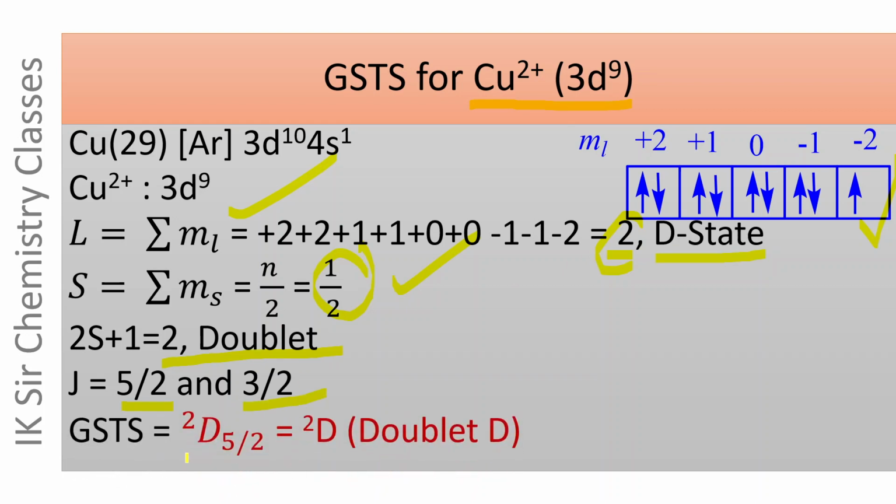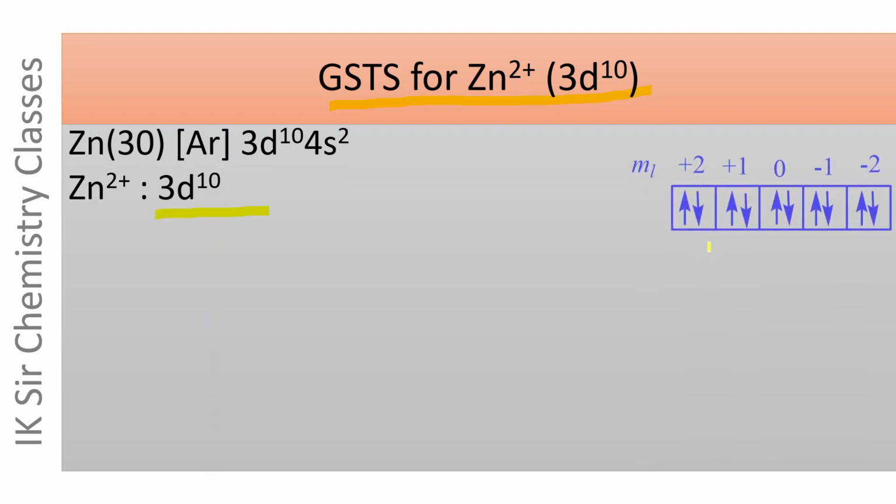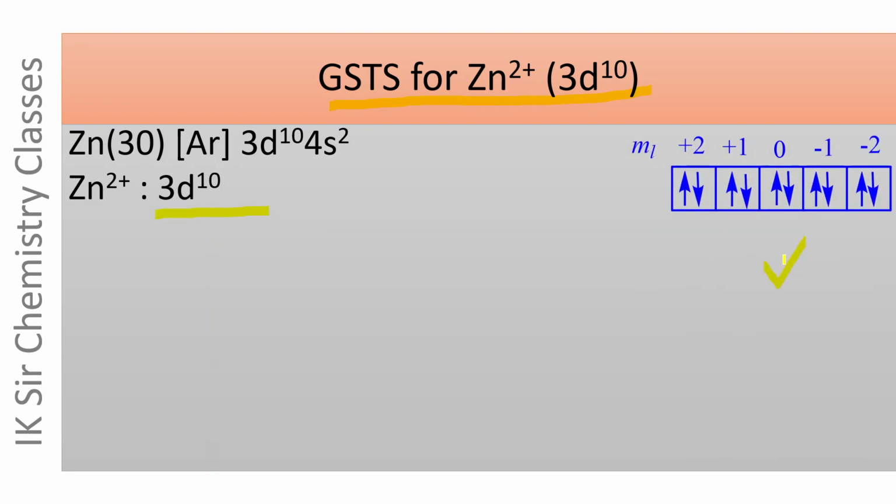The ground state term symbol for Cu2 plus ion will be doublet D, 5 by 2. Here also the maximum value of J is selected for the ground state term symbol because the subshell is more than half filled, and the ground state term symbol for Cu2 plus ion is doublet D. And finally, the derivation of ground state term symbol for Zn2 plus ion having 3d10 electronic configuration. The 3d subshell is completely filled here.